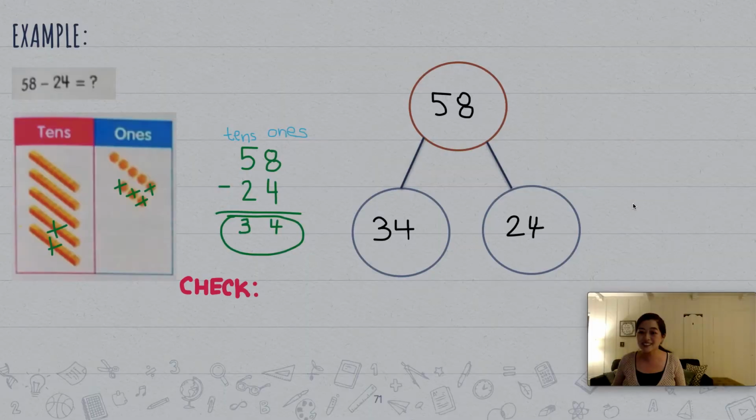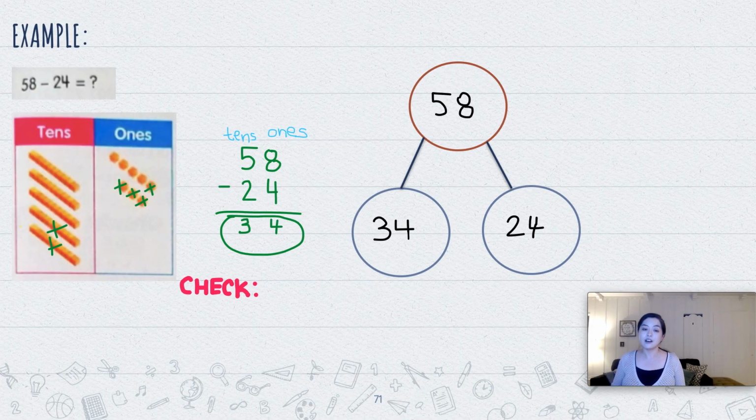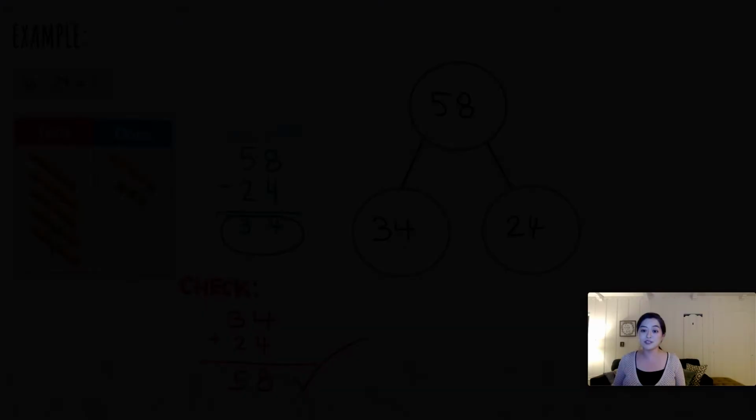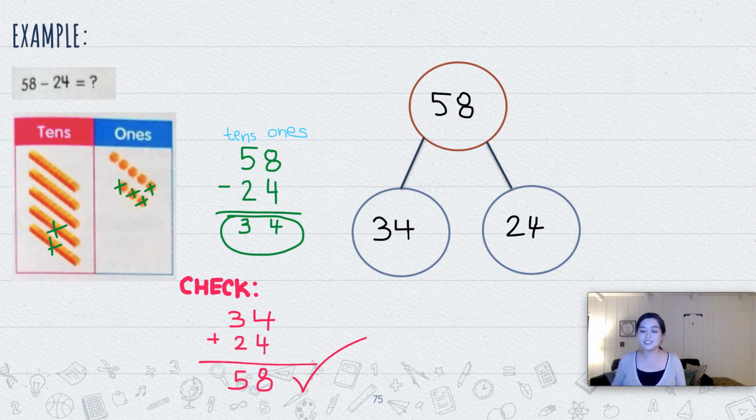All right, it's time to check. We want to make sure our answer to our subtraction sentence was right. So let's double check. 34 plus 24, does it equal 58? Let's add the ones. 4 ones plus 4 ones is 8 ones. Now let's add the tens. 3 tens plus 2 tens makes 5 tens. It does equal 58. Yay!